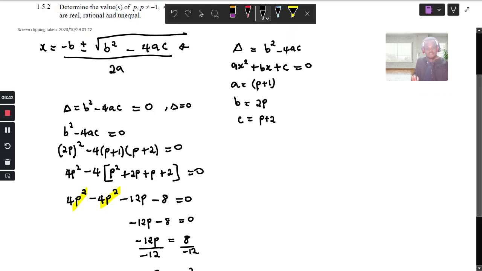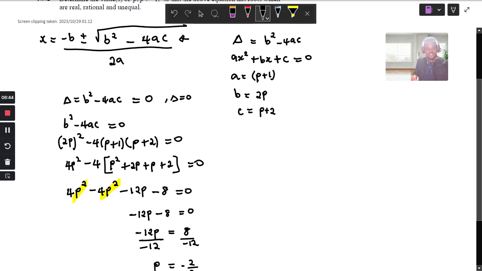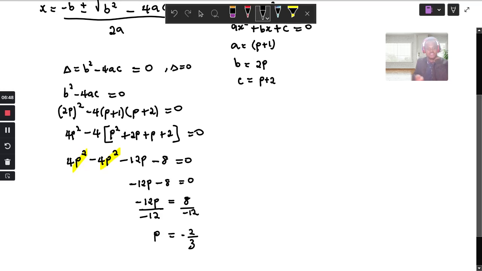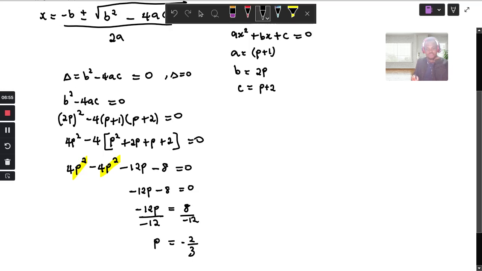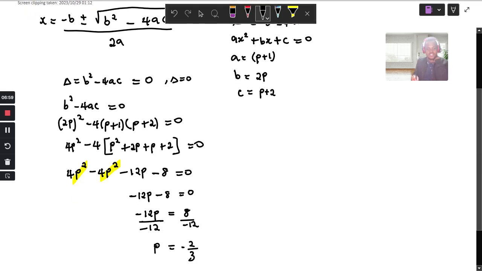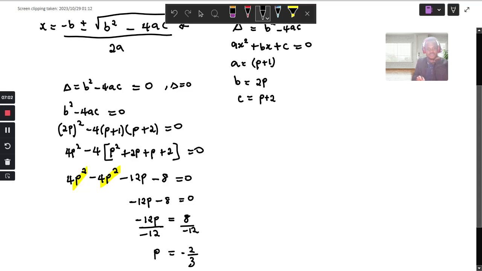Let us verify that the value of p is correct. How do we verify that? When you plug this value in, it should give you 0, which is possible. So let's go back and replace p with −2/3. That means your a is equal to, so here it's a checking.